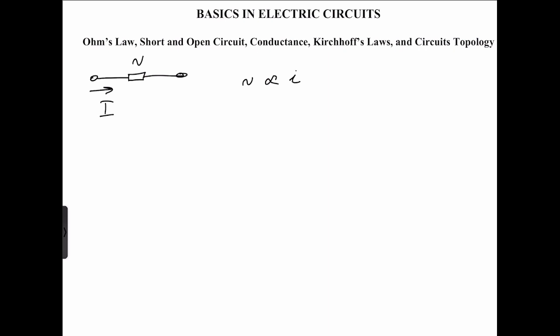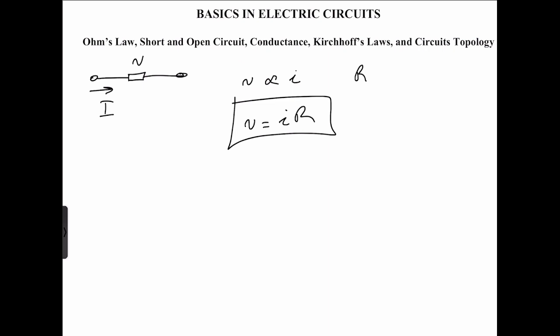So based on the proportionality, we have that resistance is the constant of proportionality, which is R. So Ohm's law mathematically becomes V is equal to I times R.